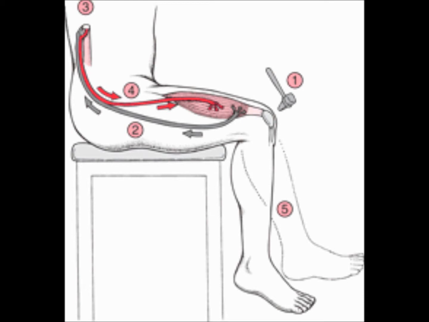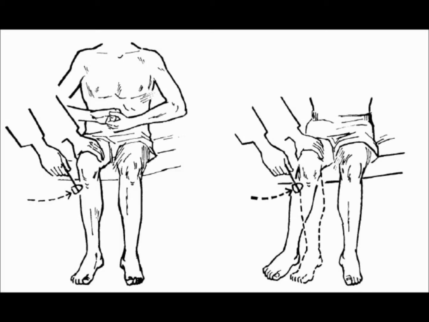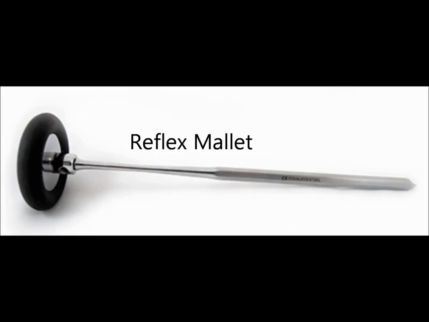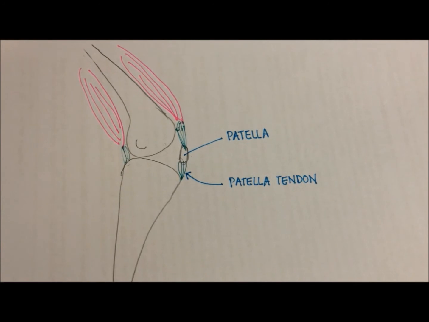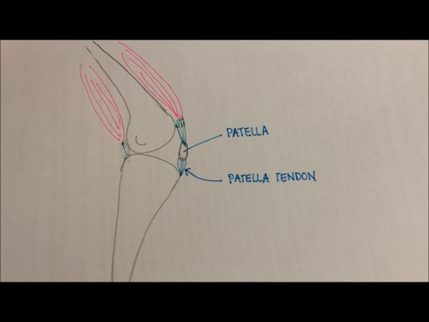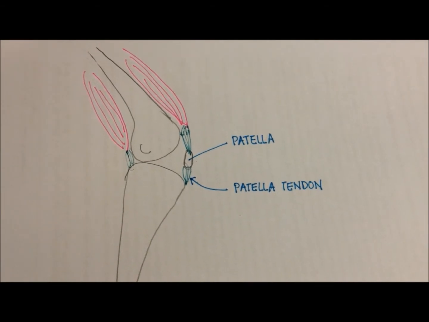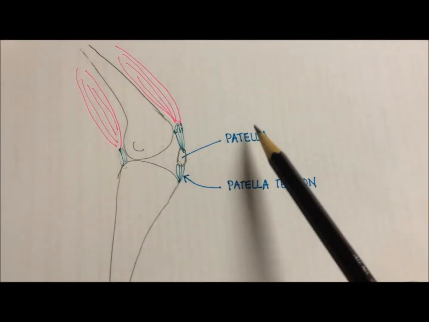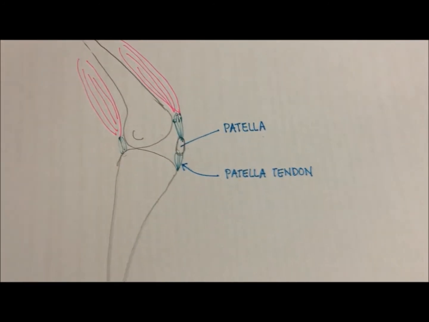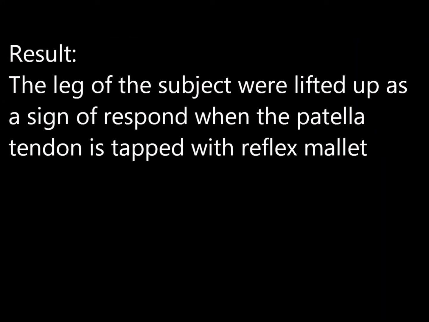This experiment begins with the subject sitting on a stool with the leg hanging, and gently tapping the knee at the correct spot using the reflex mallet. The right spot to exert the knee-jerk reflex is at the patella tendon, which is located right below the kneecap, called the patella. As for the result, the leg of the subject was lifted up as a sign of response when the patella tendon is tapped with the reflex mallet.